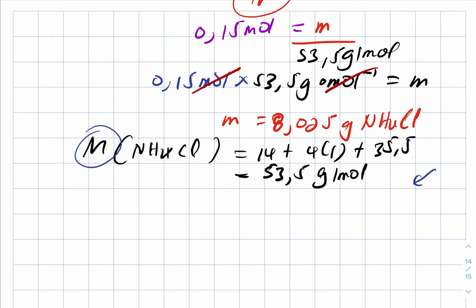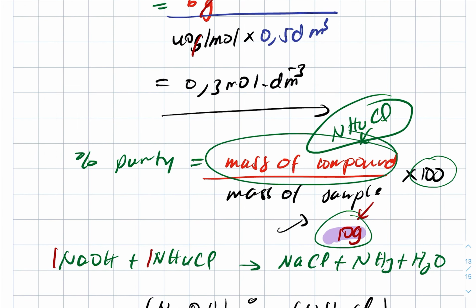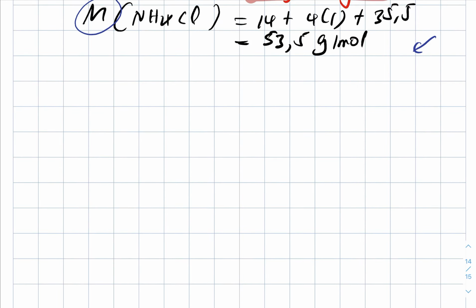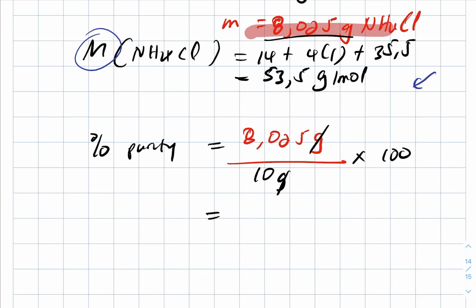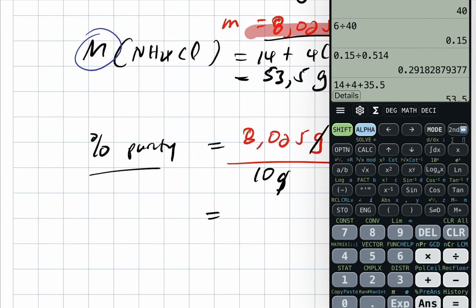This mass of ammonium chloride is the mass of the compound, like I said in this equation. So we're going to put it there. Again, let's put the equation again. The percentage purity is the mass of the compound, which we just calculated here. It's going to be 8.025 grams. I'm going to divide that by the mass of the sample. The sample of impure ammonium chloride is 10 grams. And then multiply that by 100. Grams cancel. I'm just going to be left with the numbers, and multiplying that is going to give us a percentage.